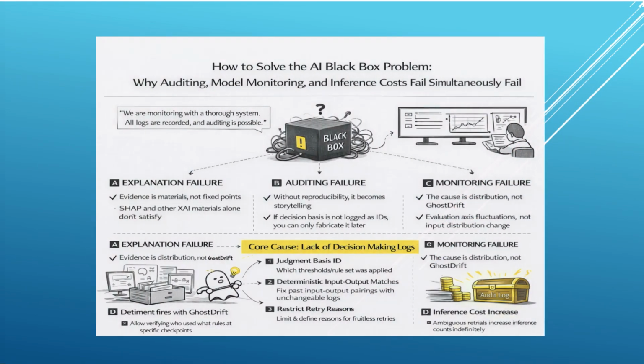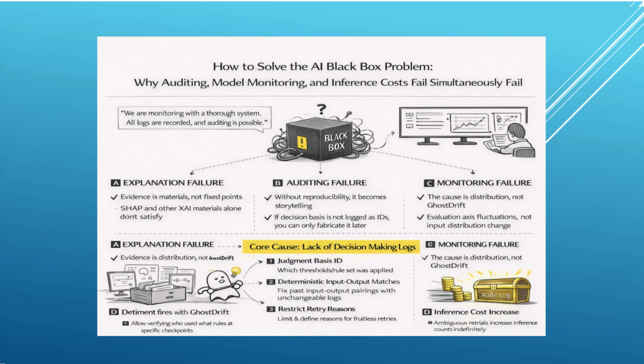Using this logging standard clearly sets operational boundaries. Auditing changes from creative writing into a straightforward process of matching data. By mathematically isolating ghost drift, we can clearly decide whether to retrain the model or redefine our rules. Also, by controlling retries at the trigger level, we can stop wasteful inference cycles.